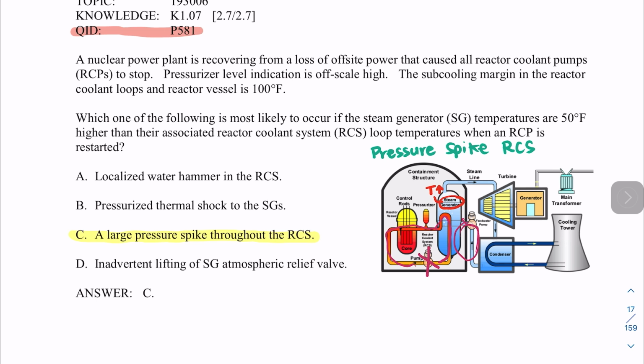Okay, so now the pressurizer level indication is off-scale high. The subcooling margin in the reactor coolant loop and reactor vessel is 100 degrees Fahrenheit. So that means that is low, that means that is cooling, right? Because the reactor vessel being 100 degrees Fahrenheit, that's cool. Okay, so now, which one of the following is most likely to occur if the steam generator temperatures are 50 degrees Fahrenheit higher than their associated reactor coolant system loop temperatures when an RCP is restarted?